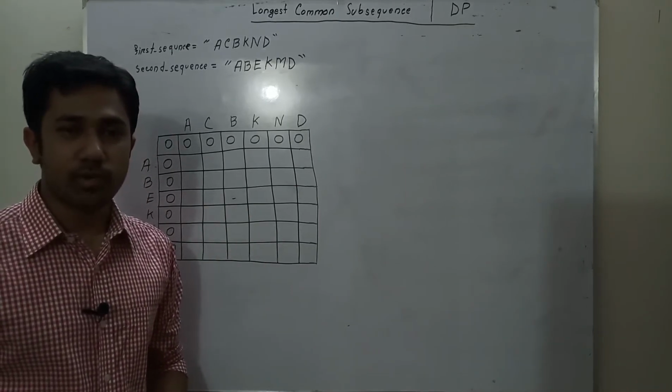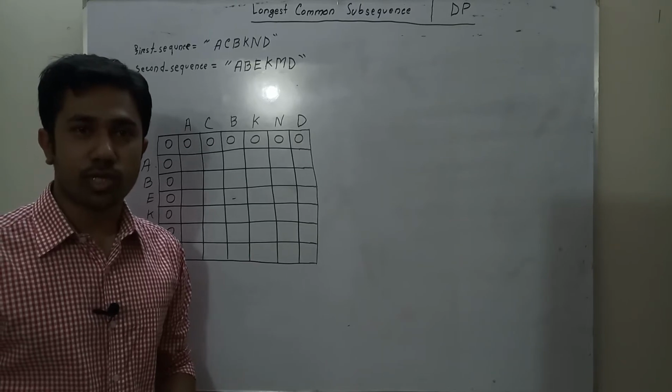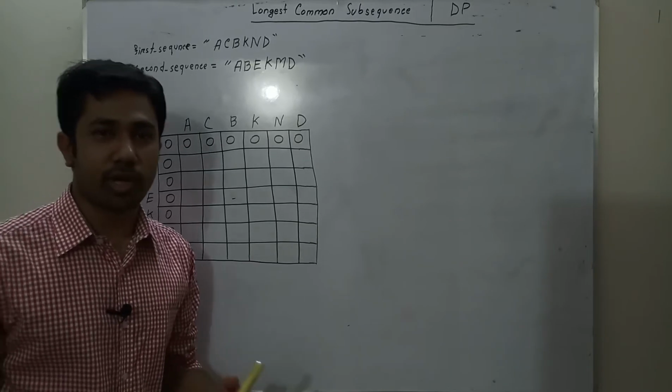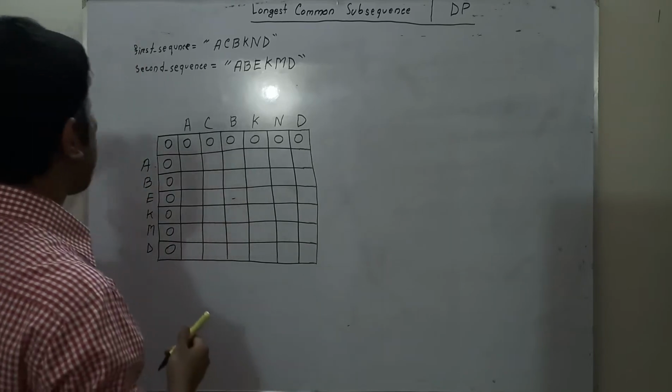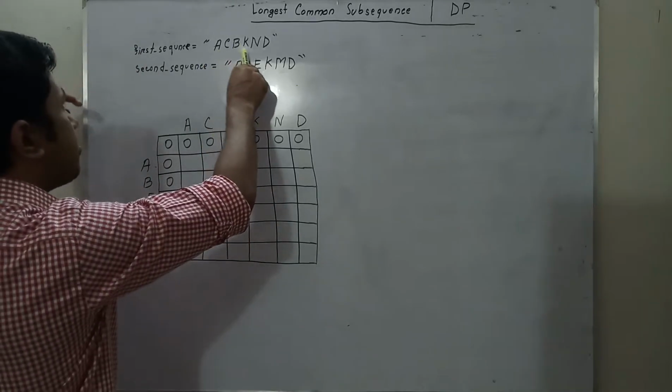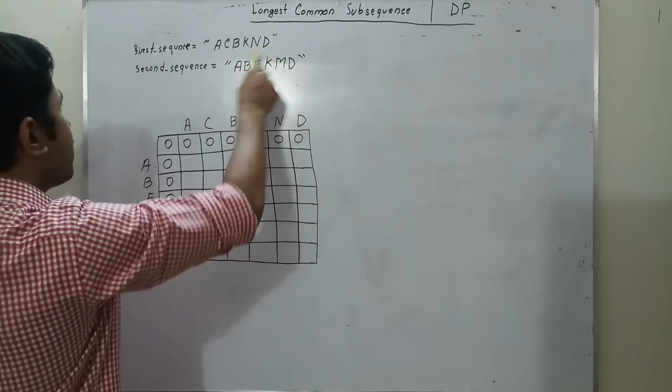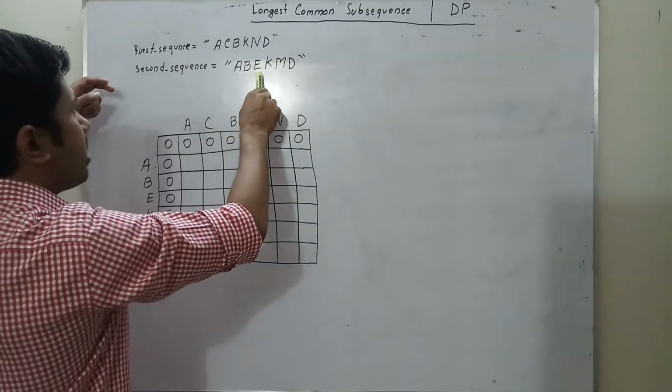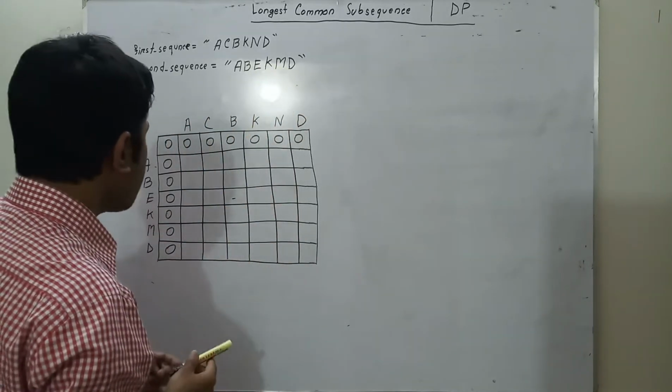Today I will discuss how to solve the longest common subsequence problem using the dynamic programming approach. My first sequence is A, C, B, K, N, and D, and my second sequence is A, B, E, K, M, and D.